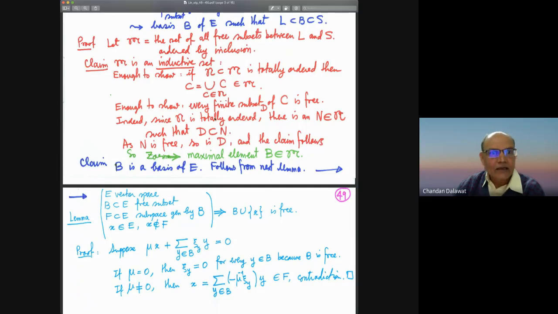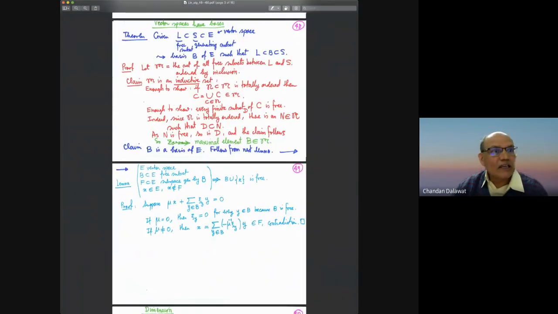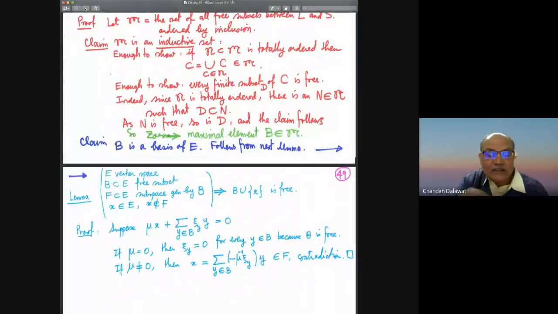That's because D is a finite subset. So there are going to be finitely many sets inside which each element is contained. And since they are contained in each other, there's going to be one which contains all of them. As this N is free, this subset D is also free. And our claim is established. Our claim was that this set is inductive, and that has now been proved.